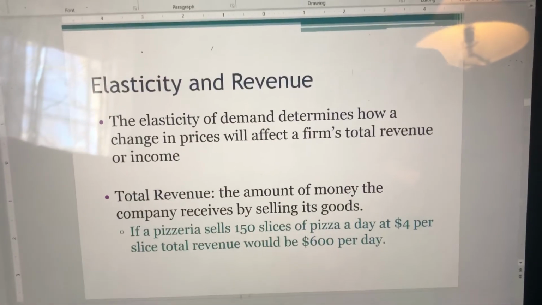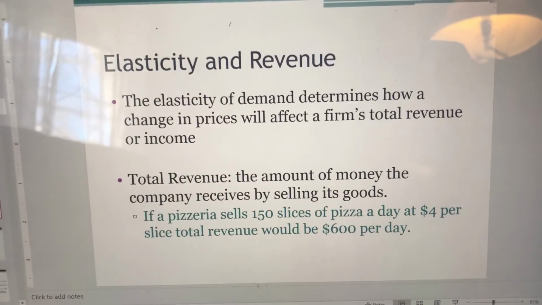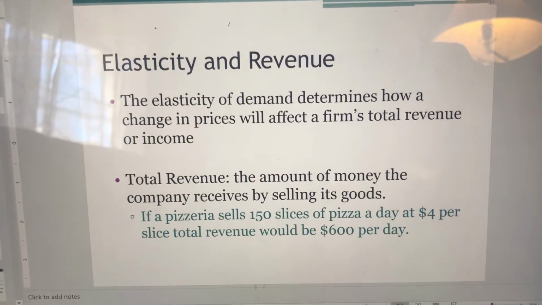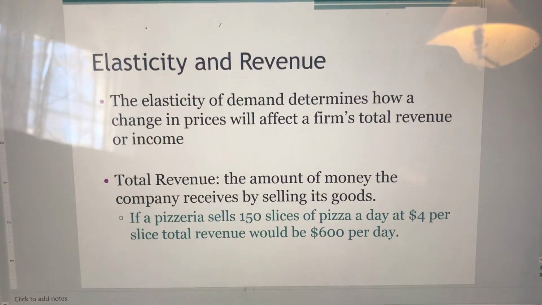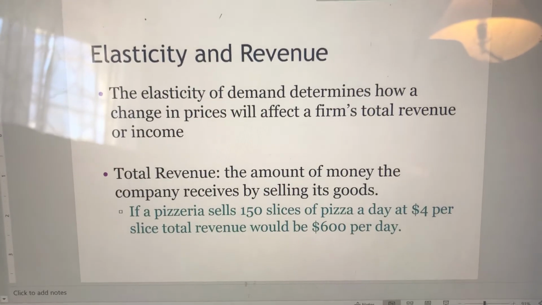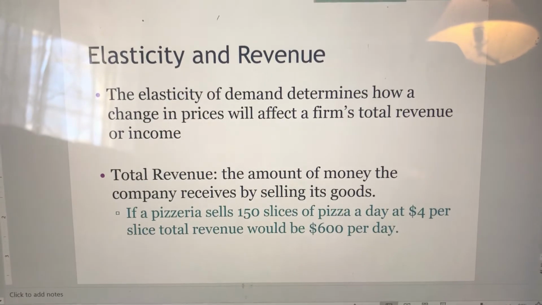And then lastly, revenue, right? So elasticity of demand determines how a change in prices will affect a firm's total revenue. So revenue is simply, it's a fancy word for, the amount of money a company makes, right? So how much they receive by selling its goods.